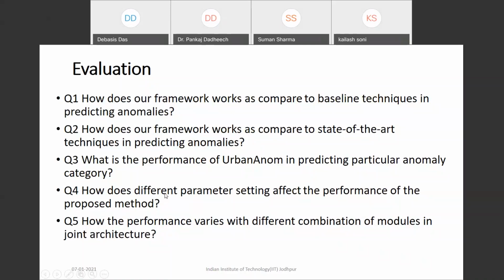It will increase or decrease your accuracy in terms of F measure. How the performance varies with the different combinations of the modules in the joint architecture. Because here we integrated four different types of architecture and then used the perceptron. The attention layer is responsible for the integration.